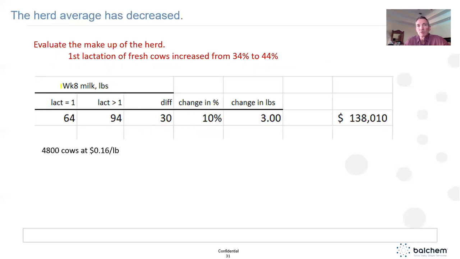If you look at 8-week milk, what does that difference mean to them? Let's say the milk production average was 64 pounds for the LAC1 and the other cows was 94. That's a 30-pound difference. Pretty substantial. Well, if they have a 10% change in these heifers, there's going to be about a 3-pound change in milk production. And at 4,800 cows, 16 cents a pound, that's $138,000. So these are all the things that we have to consider.